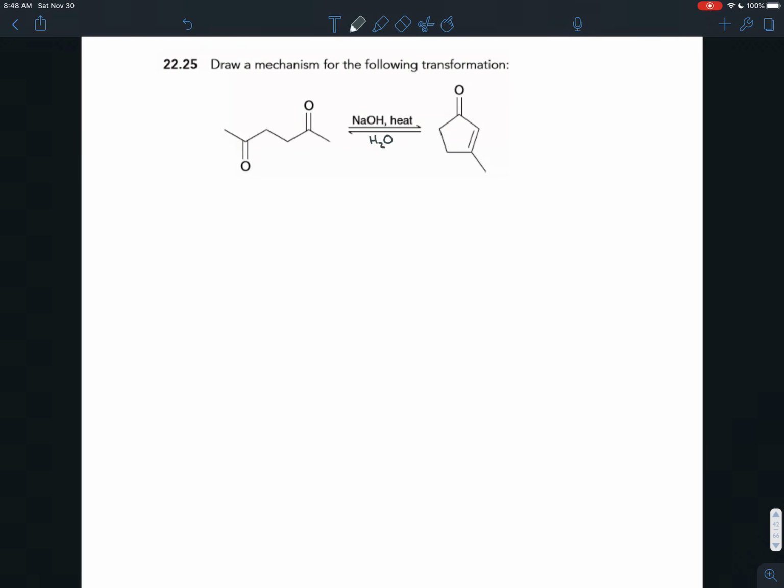Exercise 22.25 wants you to draw a mechanism. And when you look at the reaction, at first it might look a little strange. You see that you're forming a ring. You have a straight chain and you're creating a ring out of it.